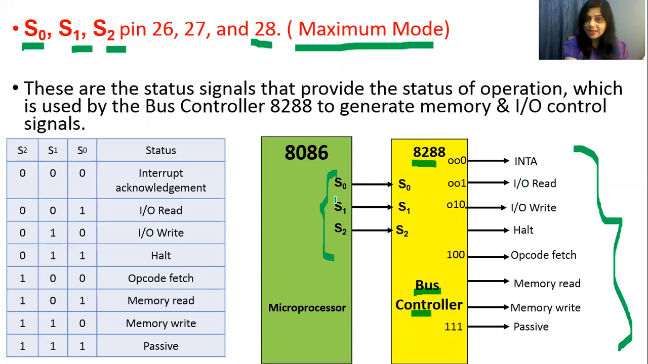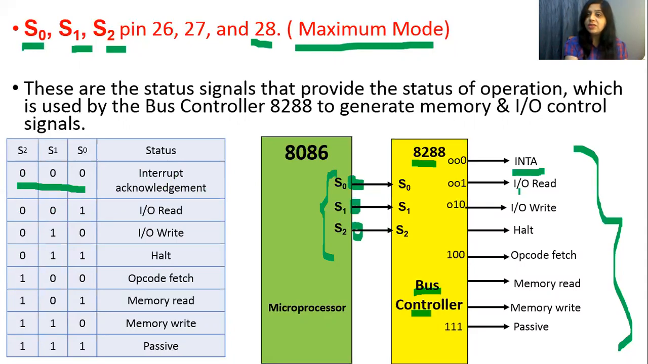So the 8086 has 3 pins, and the 8288 also has S0, S1, S2, with S0 connected to S0, S1 to S1, and S2 to S2. Now, how does this bus controller IC generate signals? If all 3 pins are at logic 0, that is, if the 8086 transfers 000 on these pins to the 8288, then the 8288 generates the interrupt acknowledgement signal, INTA, for the 8086.